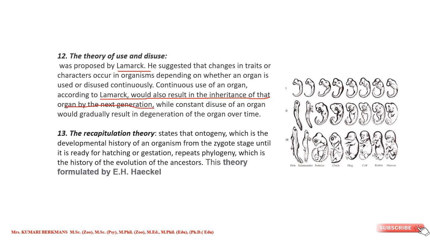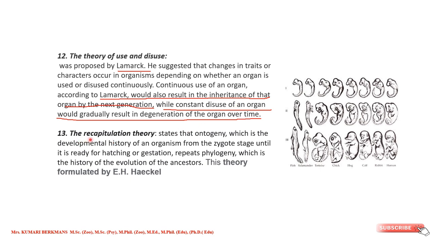Constant disuse of an organ would gradually result in degeneration of the organ over time. Slowly it will degenerate. So if you use it, it will be inherited; if you disuse it, it slowly degenerates. That is the theory of Lamarck. What is the theory called? The use and disuse theory.